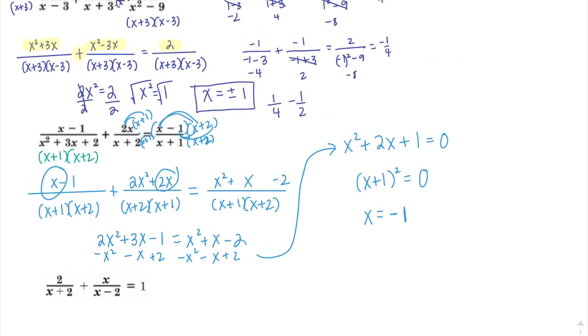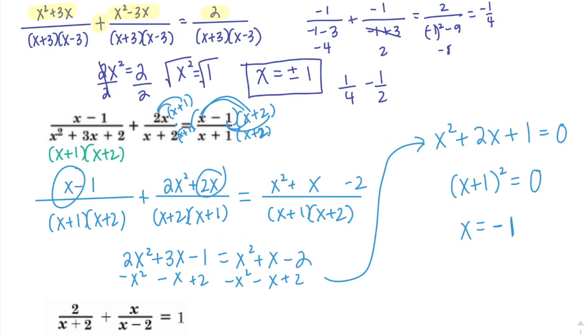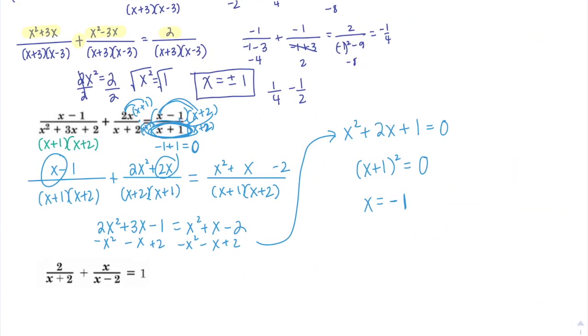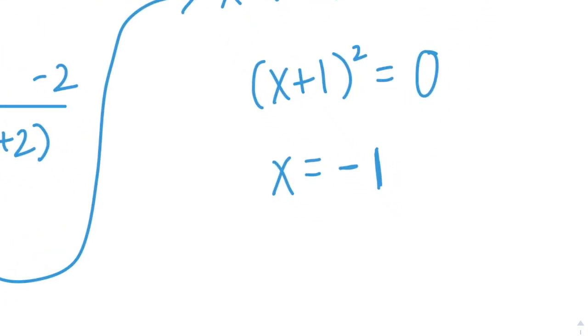So going back and taking a look, if I plug in negative 1, I'm just right here noticing if I plug in negative 1 right there, I get negative 1 plus 1 equals 0. And you can't have 0 in the denominator, which means that if I plug negative 1 in, I get an undefined answer because I have 0 in the denominator. So this problem actually doesn't have a solution.